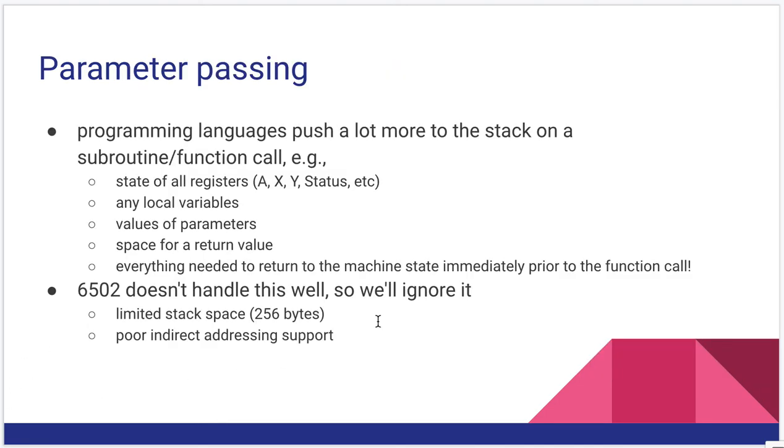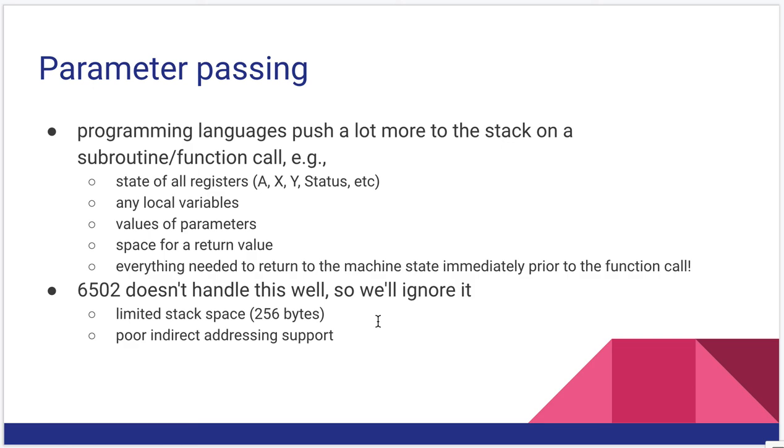One last little bit of things to talk about with subroutines. In Java and other languages, when we call a method or a function, we push a good bit more information to the stack. Yes, we push the return address, but we also push the values of any parameters. We push the values of any local variables. A lot of times we even push a piece of allocated space to hold the return value. So there's a lot that goes on when we call a method in Java or C or something like that.